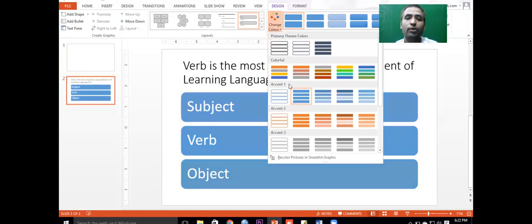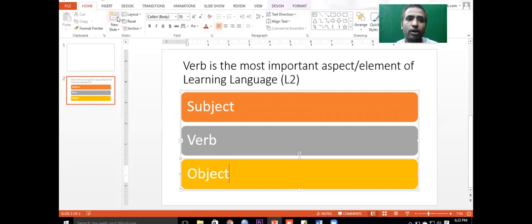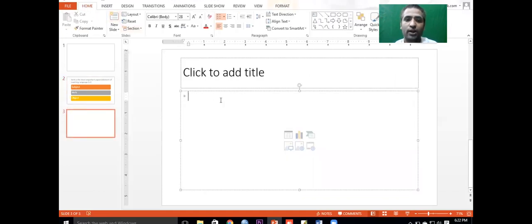We can say that, look at. So subject is there, verb is there, and object is there. So whenever we talk, the pattern is something like this, in English obviously the order is SVO, subject plus verb plus object.